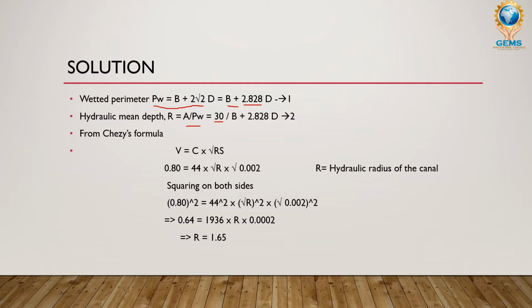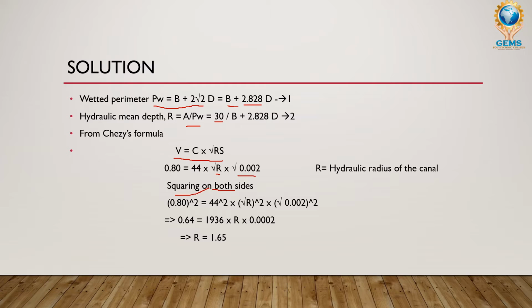Now we are going to apply these values in our Chezy's formula. Please make a note of it. V you know as 0.80, and Chezy's constant is given in the problem as C equal to 44, into root R, into root S. You don't know what root R is, so keep that as root R, and you know the S value as 0.002, from the given problem. Then you are going to square on both sides. To remove the root of R, you square on both sides.